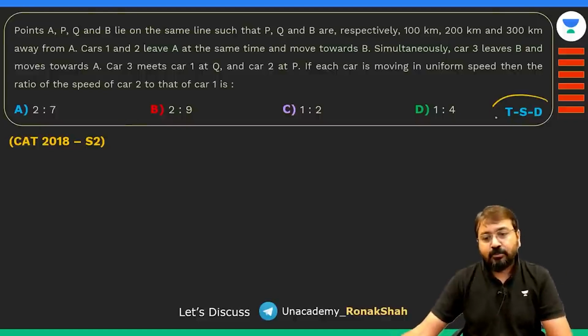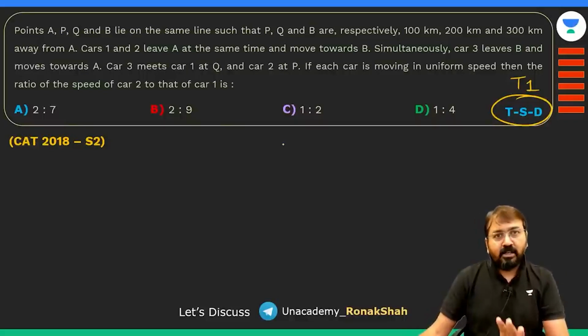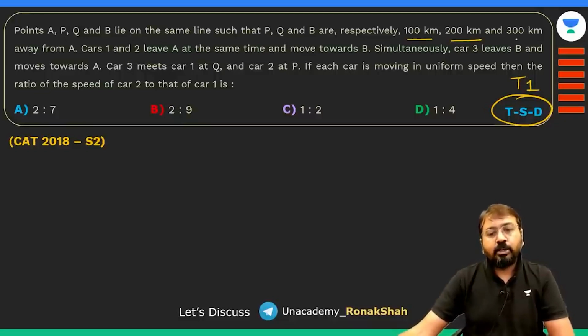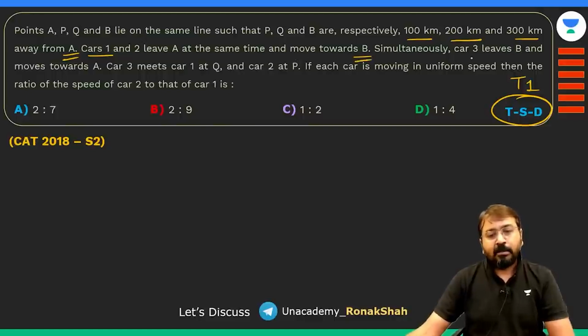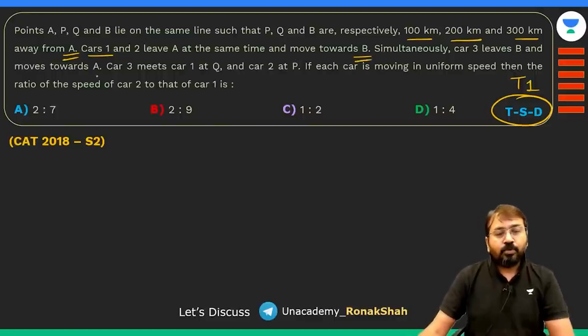So the first variety of question, T1 variety, which is just based on the relationship between time, speed and distance, is on your screen, and let's see how to solve this question. The question says that points A, P, Q and B lie on the same line such that P, Q and B are respectively 100 km, 200 km and 300 km away from A. Car 1 and 2 leave A at the same time and move towards B. Simultaneously, car 3 leaves B and moves towards A.